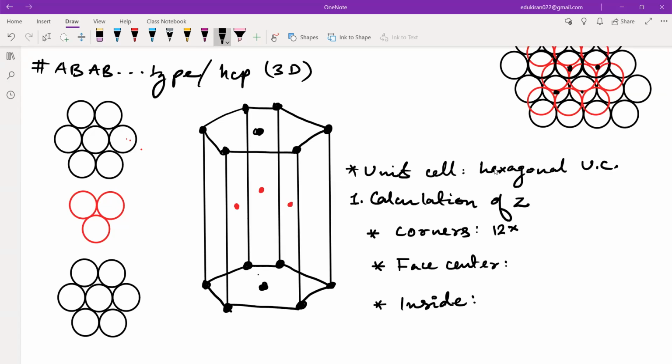So what we have to do, we have to look at sharing. You remember? In the cube also, we first of all looked at what is the sharing of each of them. So for sharing, you can see that I can extend this line like this. I can make a unit cell here and I can make a unit cell here, right? Can you see that? Yes.